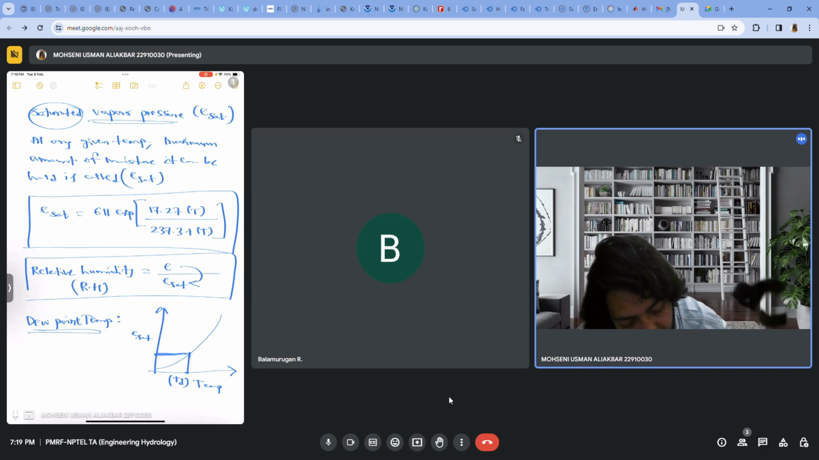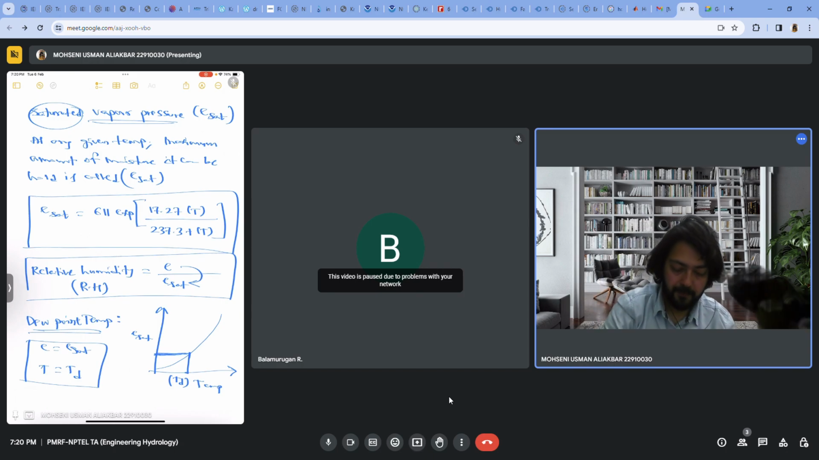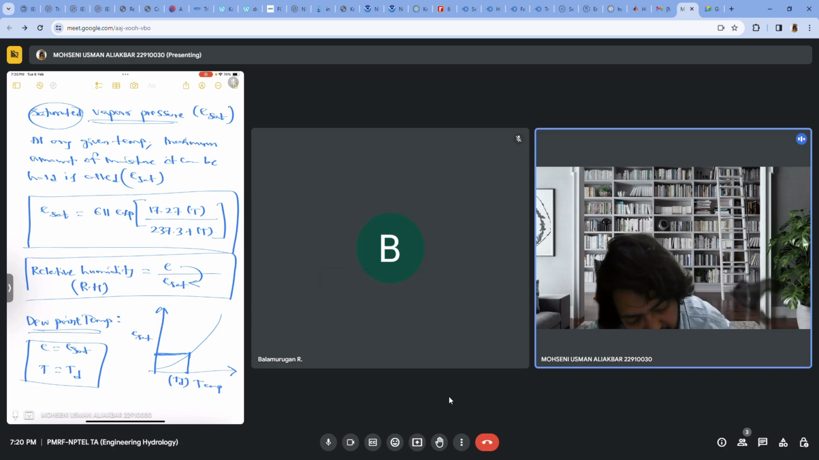When E becomes E sat, we can say that point is called dew point temperature. So the temperature where E is equal to E sat, then we can say that T becomes TD. So we should remember this. When E becomes E saturated, that temperature is called dew point temperature. So the temperature at which vapor pressure becomes saturated vapor pressure is called dew point temperature.